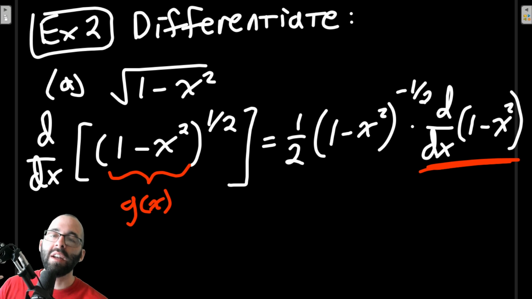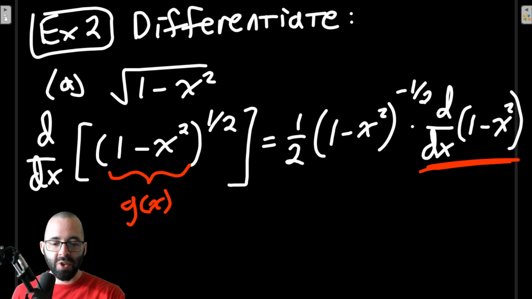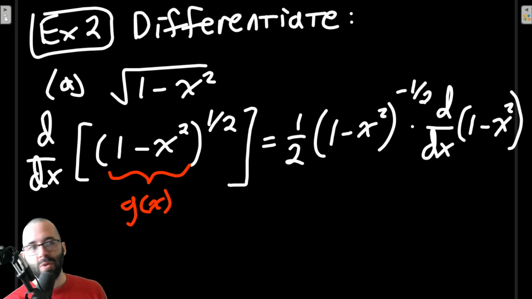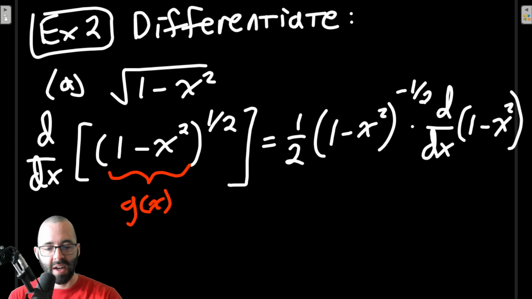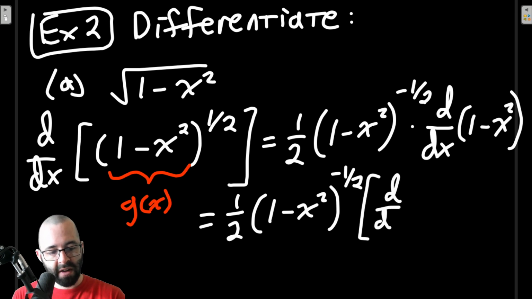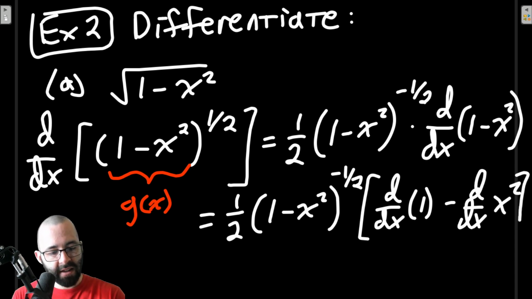This is going to require the sum rule. We'll take the derivative of 1. We'll take the derivative of x squared and subtract them together. All right, so we're going to get this first thing. Let's just leave this alone. 1/2 times 1 minus x squared raised to the negative 1/2 multiplied by the derivative of 1 minus the derivative of x squared.